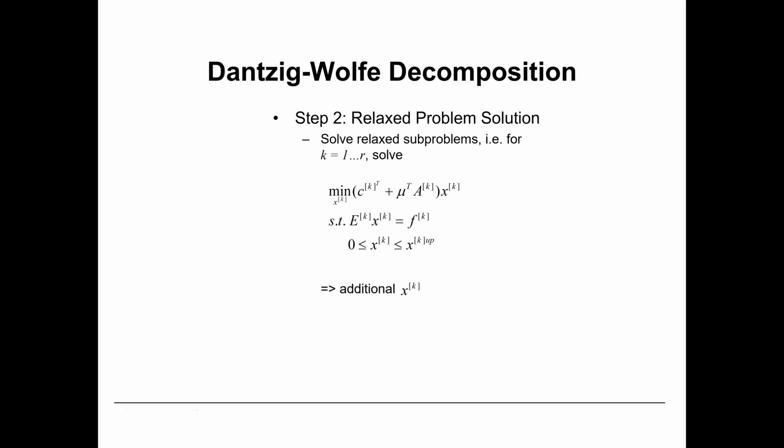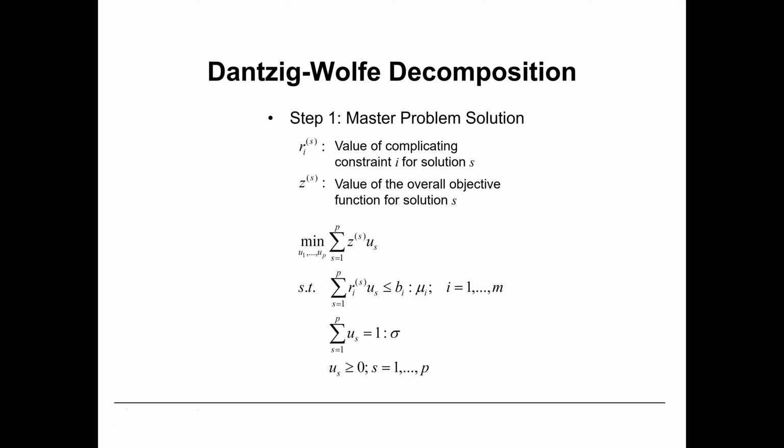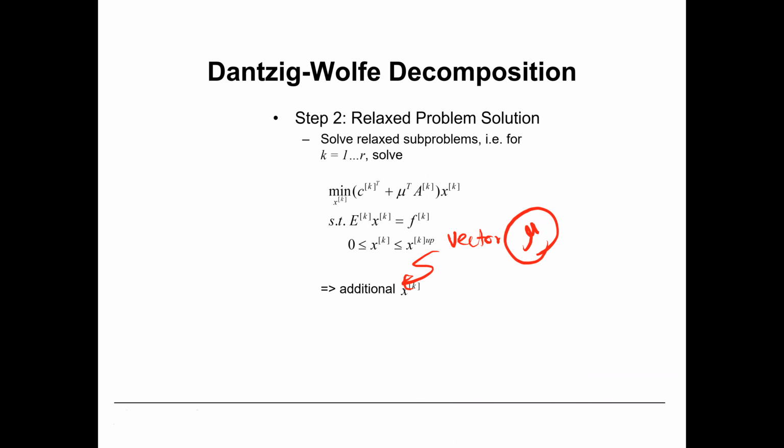In the next step, we solve the relaxed problems by updating the objective function. But how do we update the objective function? Let's go back one more time. Here, we had vector mu, which shows the Lagrange multipliers for this constraint. We are going to use this vector as well as the coefficient for the coupling constraint to update the objective function of each of our subproblems. We call this a relaxed subproblem.